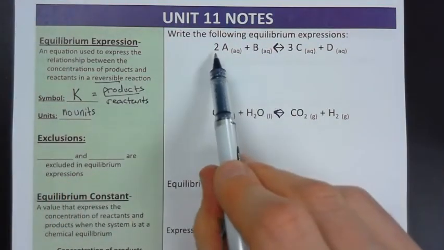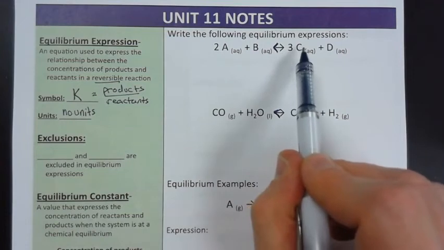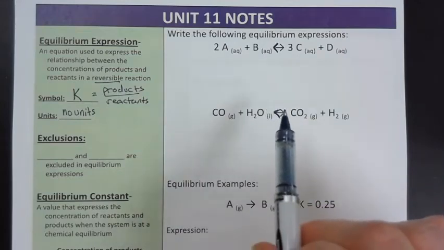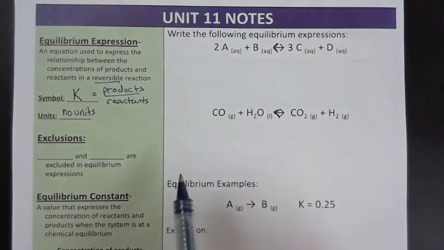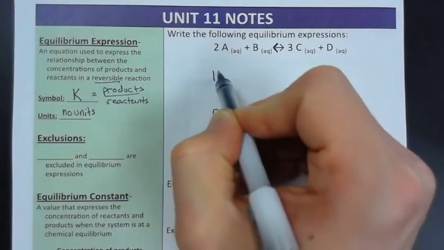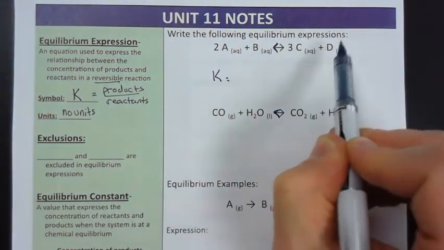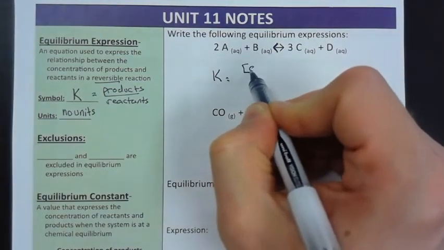And because we need twice as many A and 3 times as many C, the amount that is required for each reaction has a particular impact on this equilibrium expression. Okay, so for K, we're going to start by writing out the concentration of our two products, and we're going to multiply those together.